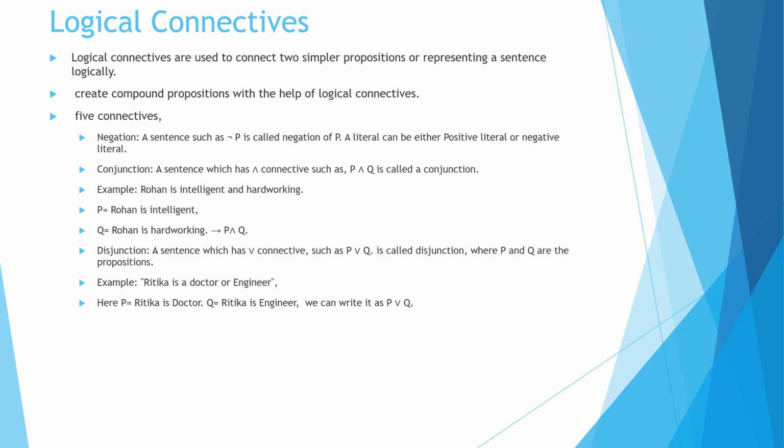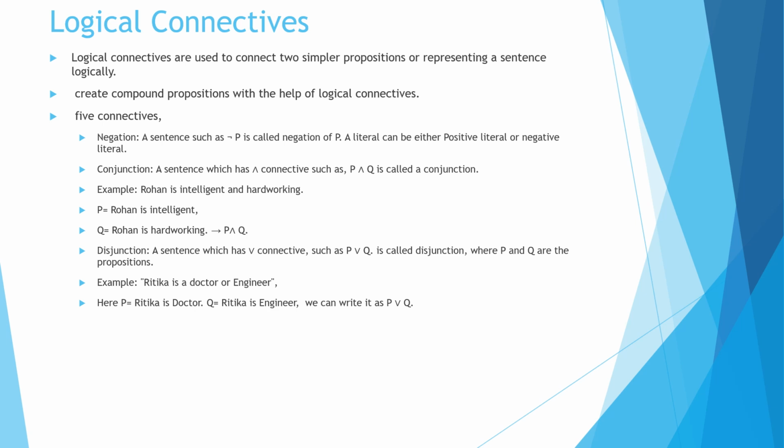First, we take any sentence. Before the sentence, we put a negation symbol, which means that statement is called a negation statement. Let's see an example. Before the sentence we represent one symbol. That symbol is called negation. The literal can be either a positive literal or a negative literal.